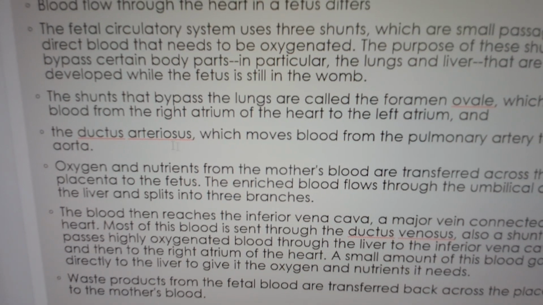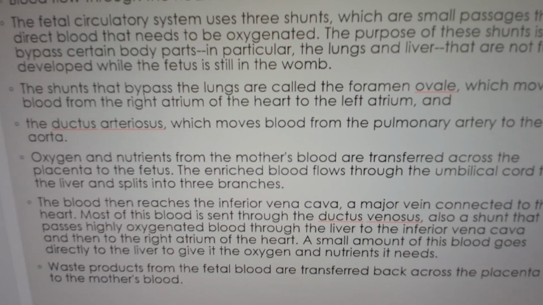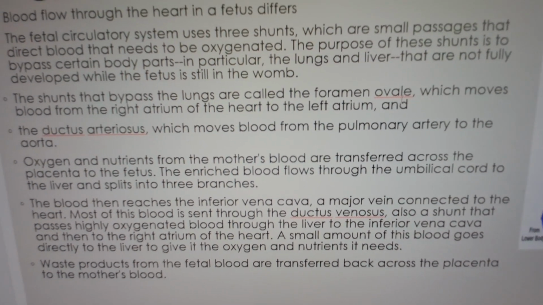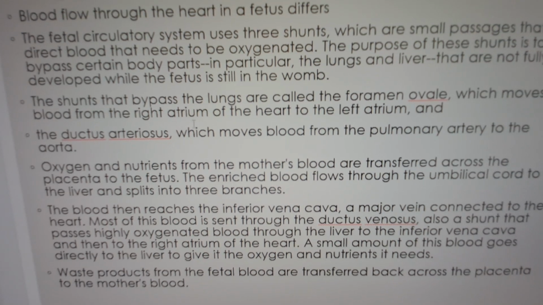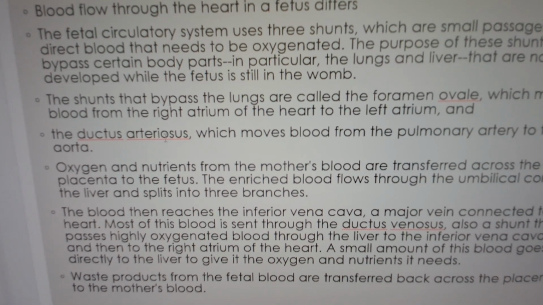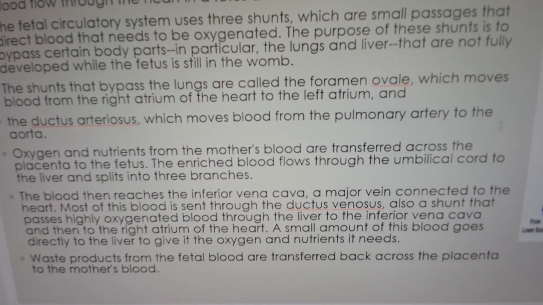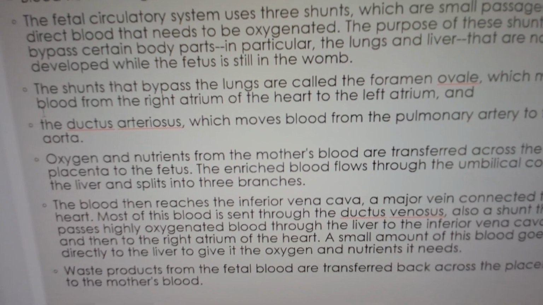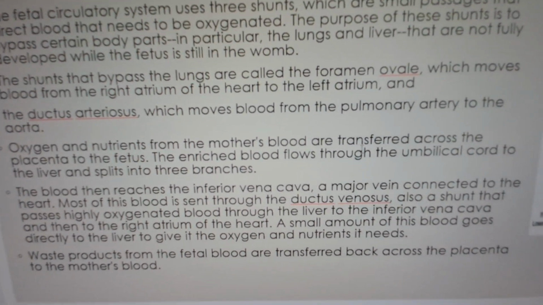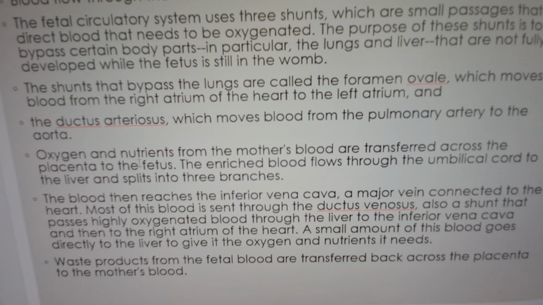These shunts bypass the lungs. The first shunt is the foramen ovale, which moves the blood from the right atrium of the heart to the left atrium. The second shunt is the ductus arteriosus, which moves the blood from the pulmonary artery to the aorta. The oxygen and the nutrients from the mother's blood are transferred across the placenta. This is the third shunt.